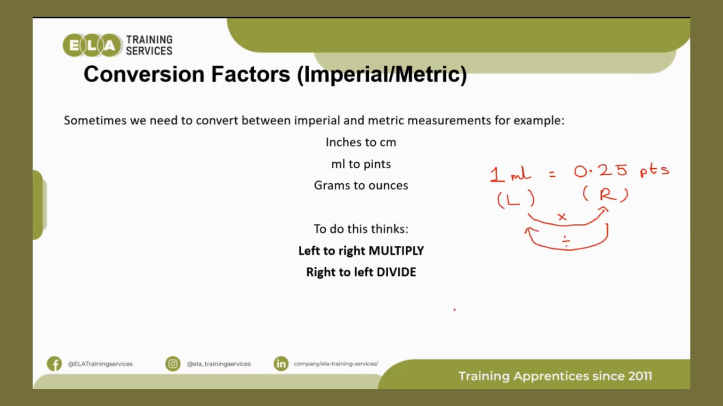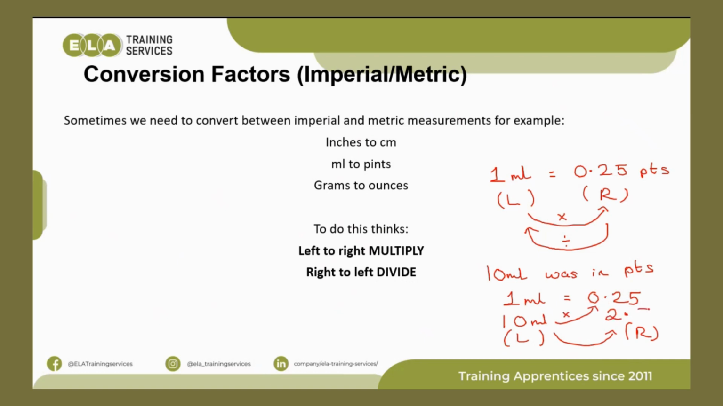divide. So say you wanted to know what 10 millilitres was in pints, you would do 1 ml equals 0.25 and put your 10 millilitres underneath. So notice your millilitres on the left and you want to know what it is on the right. So you're going to do 10 times 0.25, which would then be 2.5 pints. And you've got your answer. So left to right multiply, right to left divide.